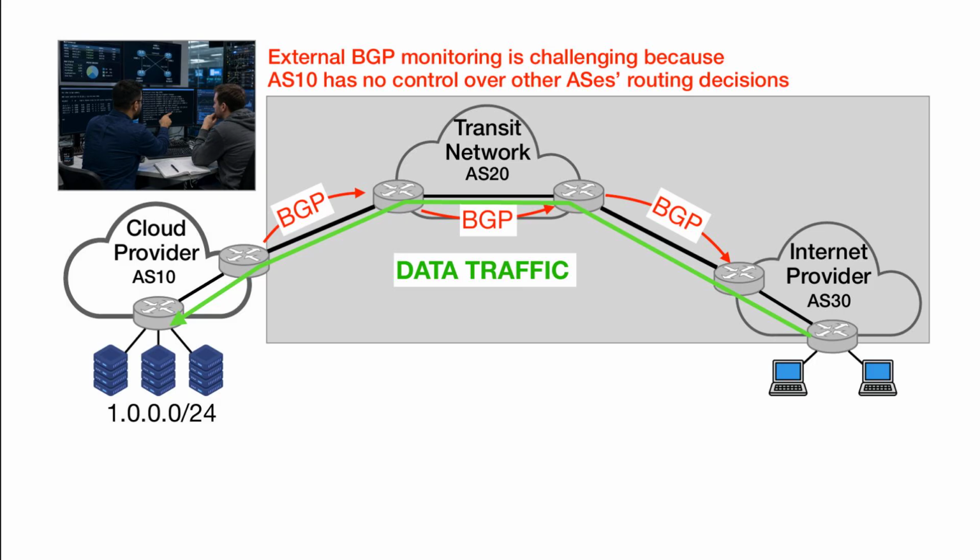AS20 or AS30 can change the routing policy, propagate the route differently, use another path, or withdraw a prefix as well. And AS10 cannot prevent these decisions. It can only observe the BGP information it receives and react to it.